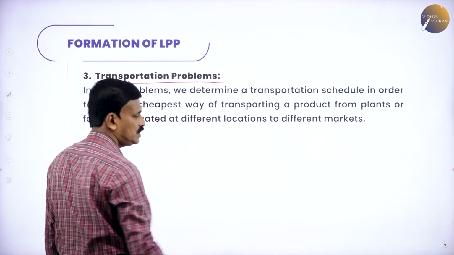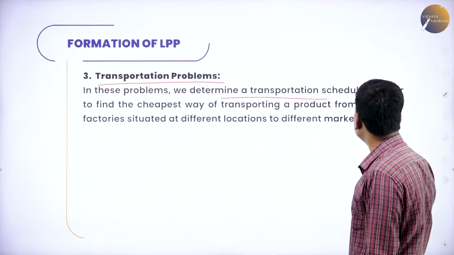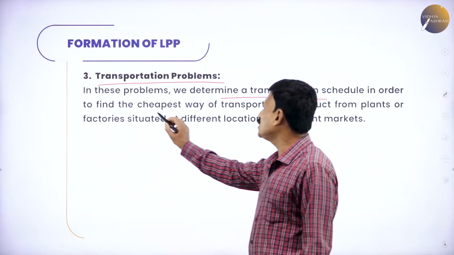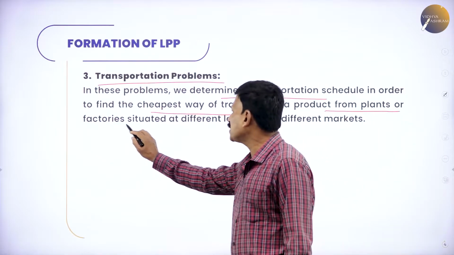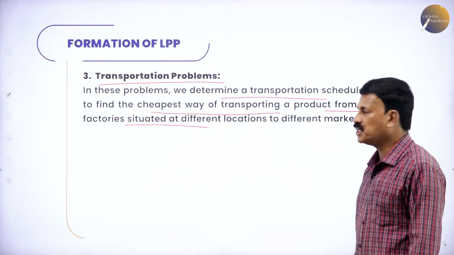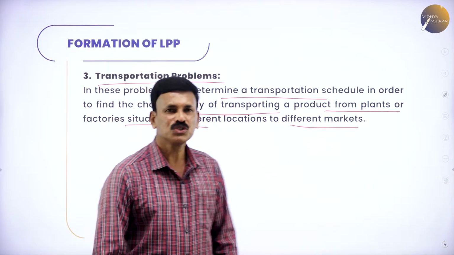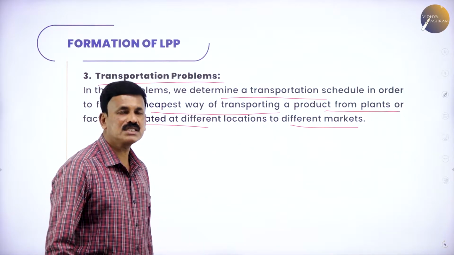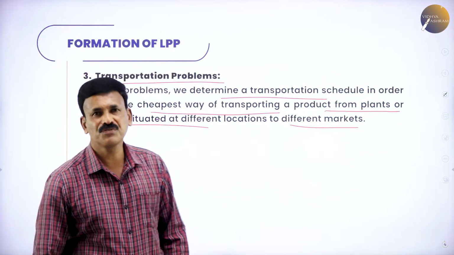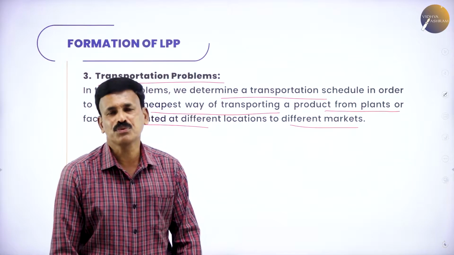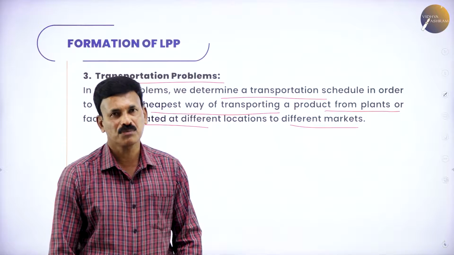Now the third type of problem is the transportation problem. In these problems we determine a transportation schedule in order to find the cheapest way of transporting a product from the plants or factories situated at different locations to the different markets. These are a few problems which we are going to study in the formation of a linear programming problem.